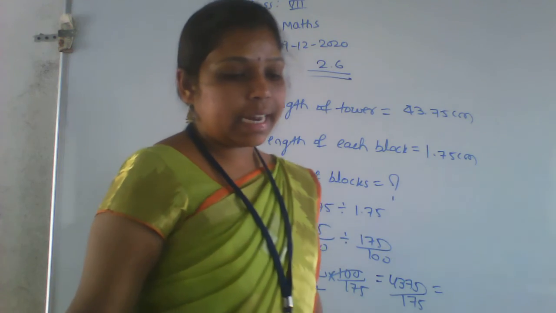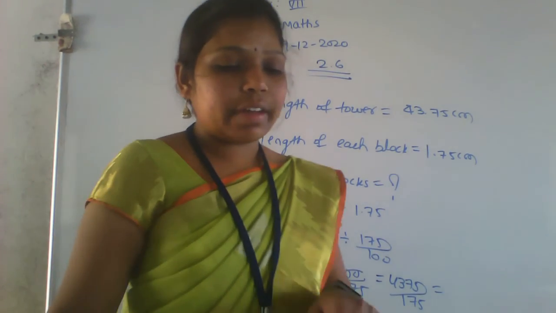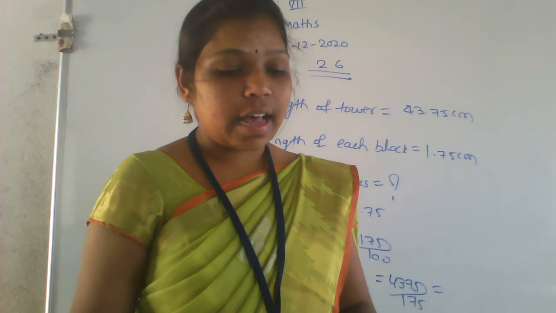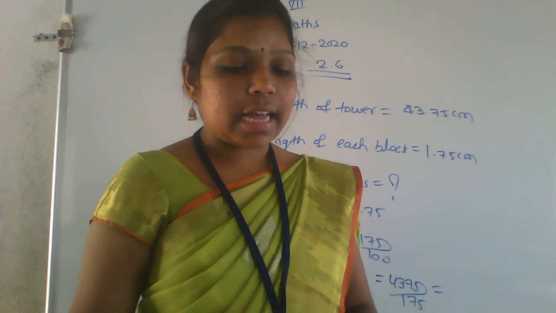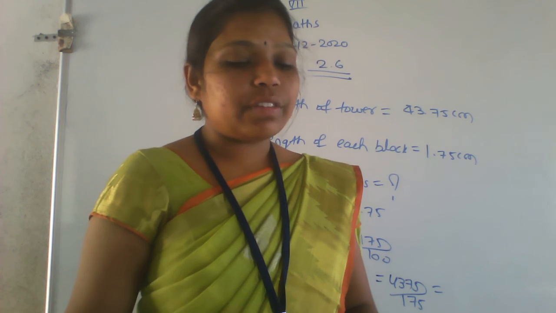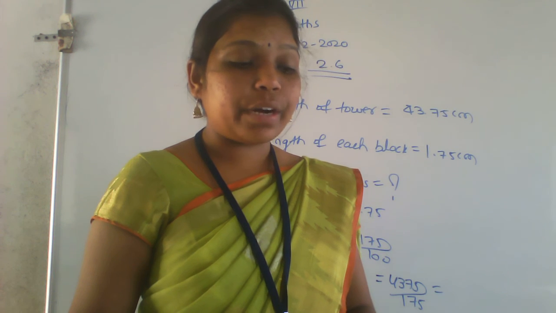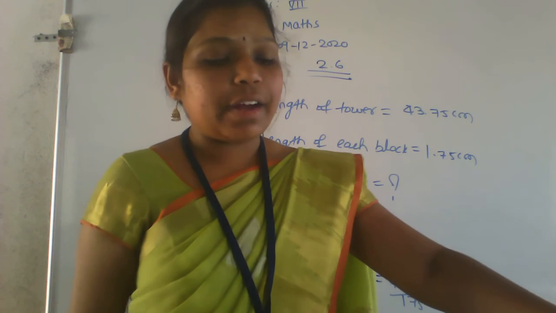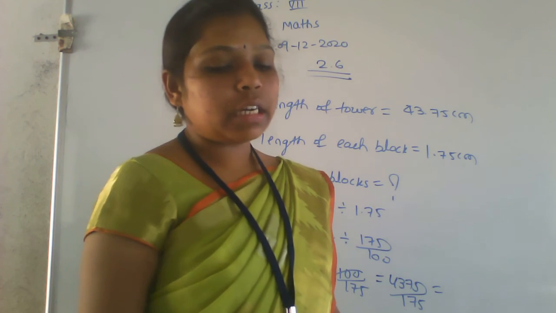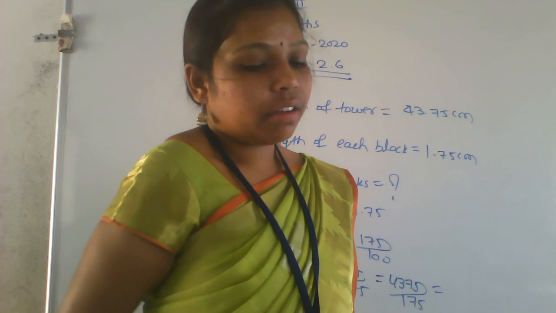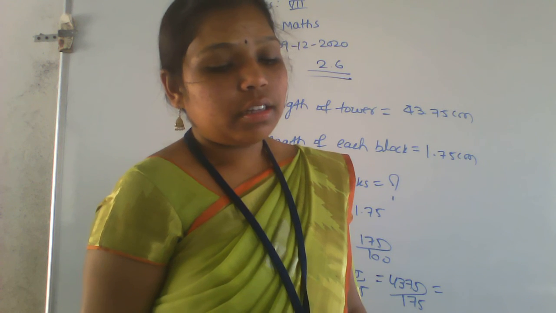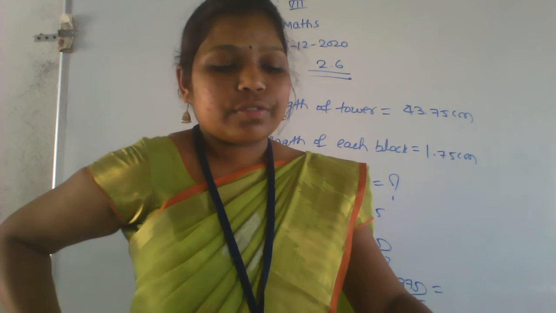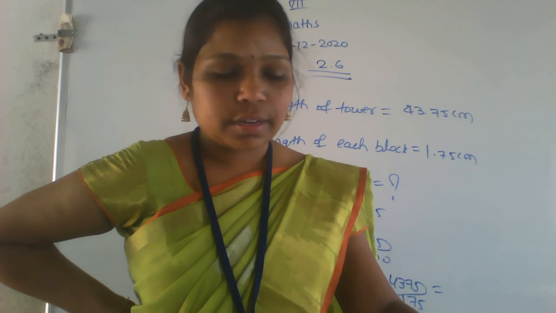Next, the eighth one: Brinda bought 7.275 kg of watermelon. She sliced it into as many slices as the number of her family members and distributed among the family members. If the weight of each slice was 0.485 kg, then find the number of her family members. You have to do the division: 7.275 divided by 0.485, and you will get the answer. I will not do it.